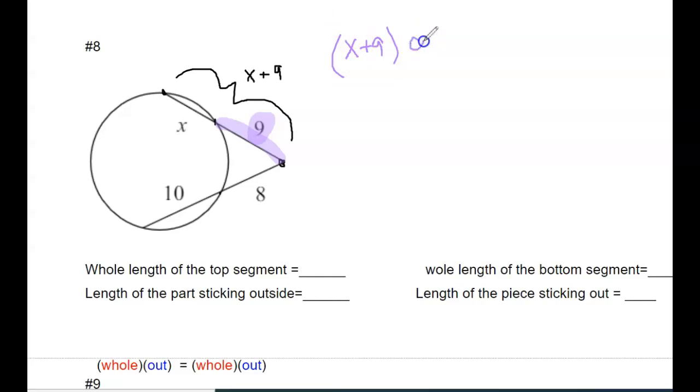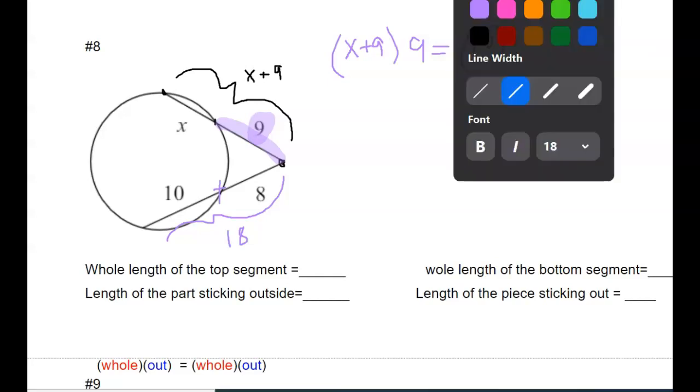That's our theorem, right? Equals the same thing over here. The whole length. So this piece is 10. So 10 plus 8 is 18. So it's 18 times the piece sticking out.